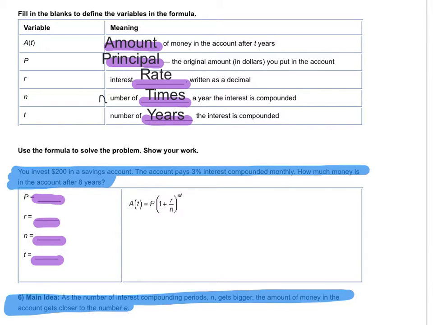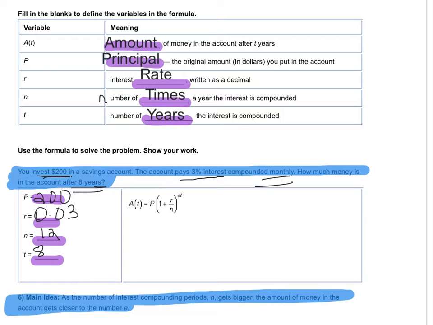And so we're going to use the formula to solve the problem below, and we're going to show all of our work. It says you invest $200 in a savings account. The account pays 3% interest compounded monthly. How much money is in the account after 8 years? So what's most important here is that you started out with $200. That $200 represents the principal. The account pays 3% in interest. So that's your interest rate, r, which is always written as a decimal, so 0.03, compounded monthly, so our number of times is 12, and we want to know in 8 years how much we have.